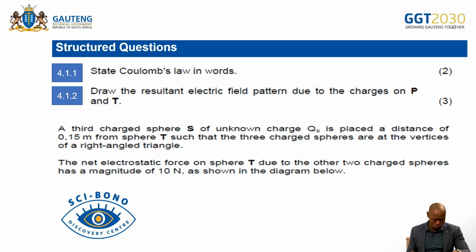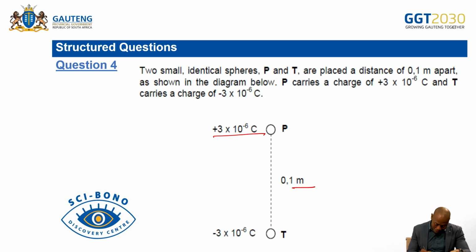So first thing that they want us to do is to state Coulomb's law in words, which we can do. Then draw the resultant electric field pattern due to the charges on P and T. So you have P, which is positively charged, and you have T, which is negatively charged. Don't change the way they are placed. You can see they are placed vertically, so you're not expected to draw them horizontally. Draw your electric field pattern the way these charges are placed. Okay? So don't change the position.